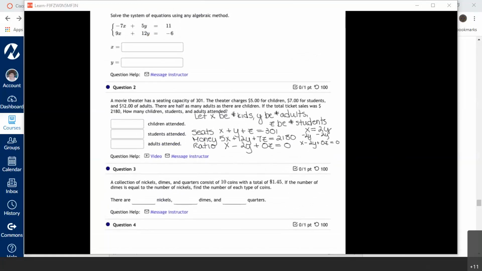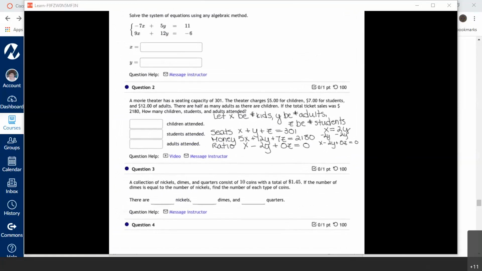3 is a mixture problem, and I have nickels, dimes, and quarters. So again, I have 3 variables. I'm going to call them N, D, and Q. You can call them X, Y, and Z, or whatever you want. So the first question is how many equations do we need? We need 3. It says a collection of nickels, dimes, and quarters consists of 10 coins.